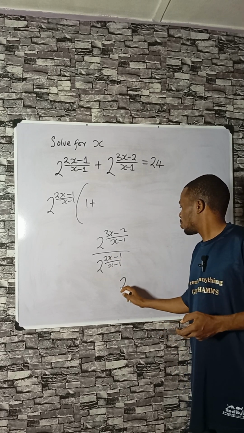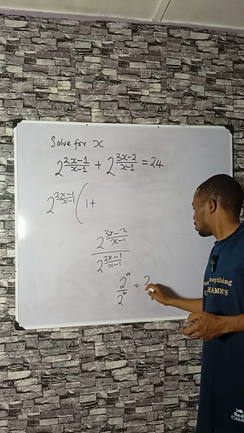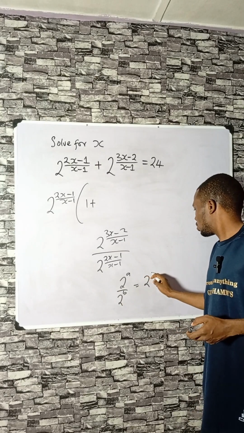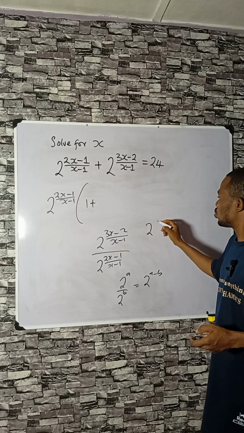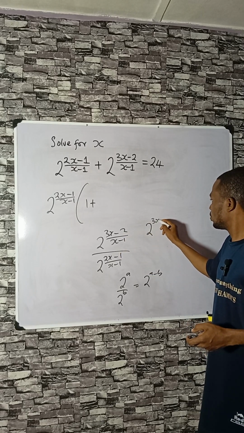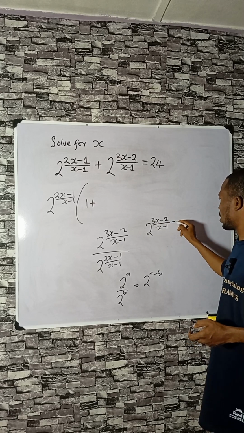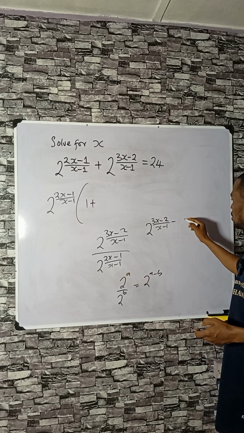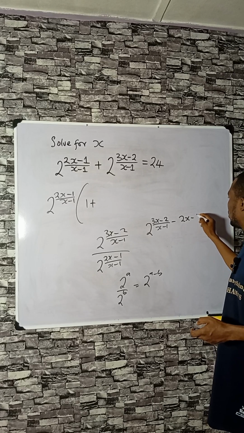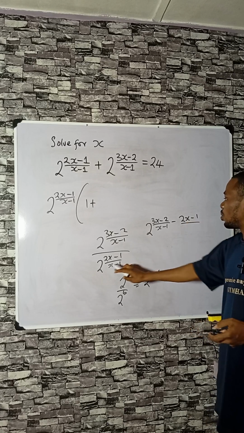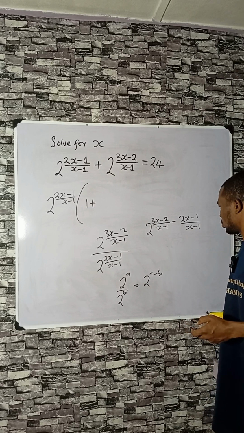Because if you have 2 raised to power a divided by 2 raised to power b, in GCSE you can subtract the powers to be a minus b. So we do the same thing here. That will be 2 minus 1, then minus this other one, 2x minus 1 divided by x minus 1.